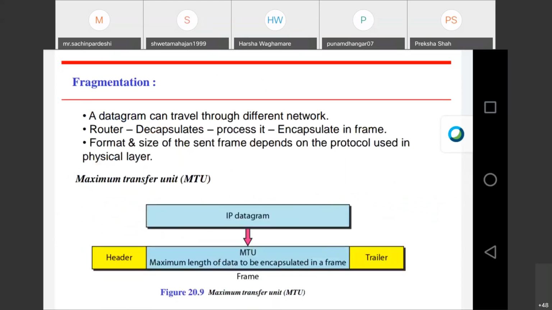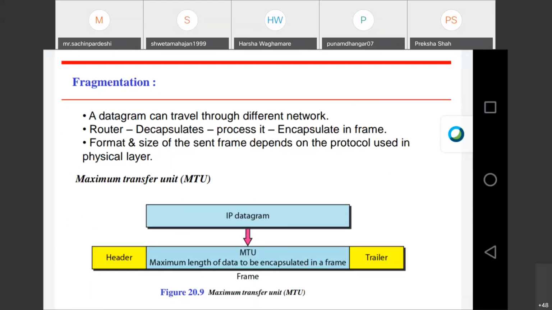So the three fields remaining are identification, flags, and fragmentation offset. Now we'll see all these three fields. Okay, so we'll start with fragmentation. What is meant by fragmentation? It means dividing the packet into different parts.